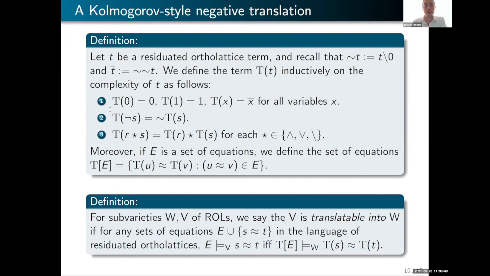The constants 0 and 1 are fixed by the translation, and every variable in the language that I give you will be sent to its double negation. The ortholattice negation, neg like so, for any term, will be sent to the second negation that I've introduced under the translation. And all of the other operations like meet, join, and implication will be fixed under the translation.